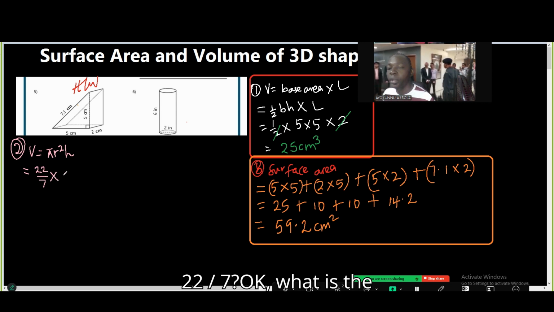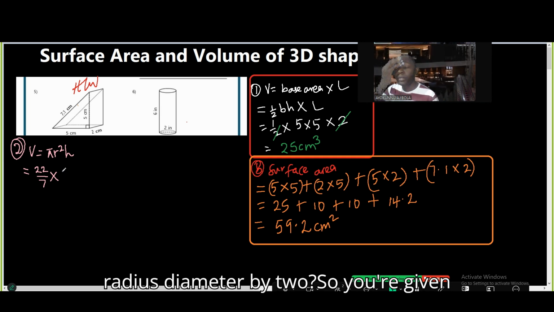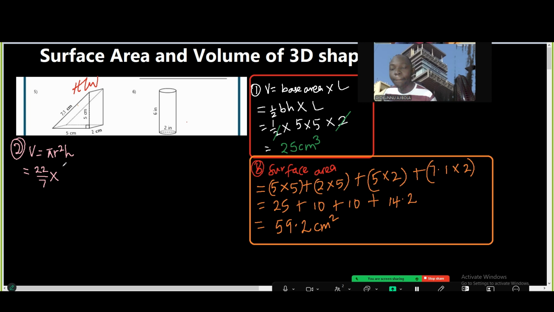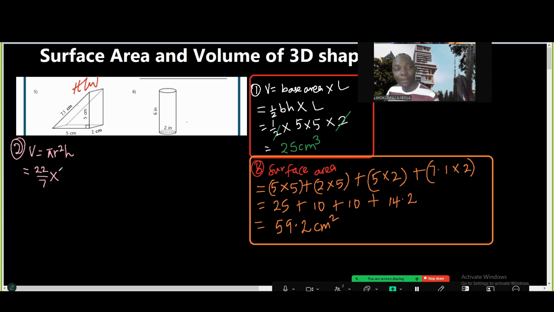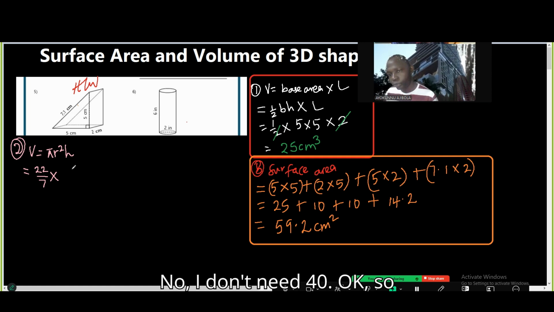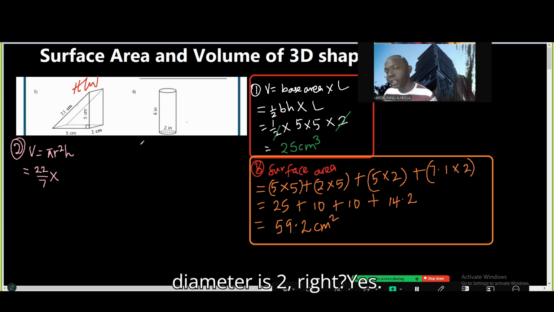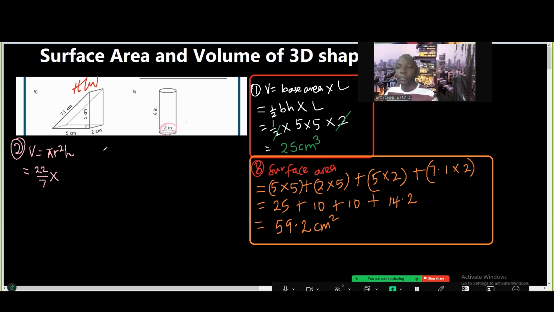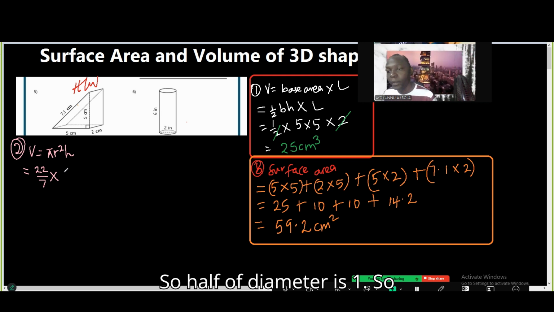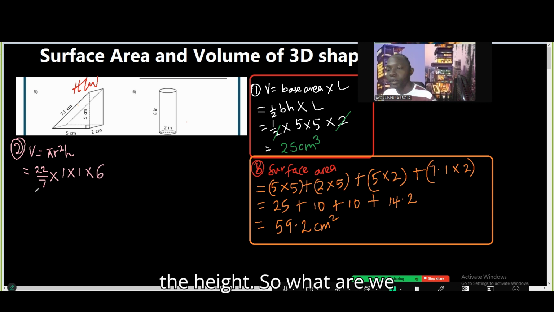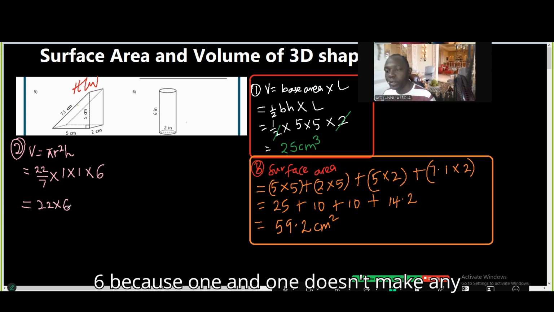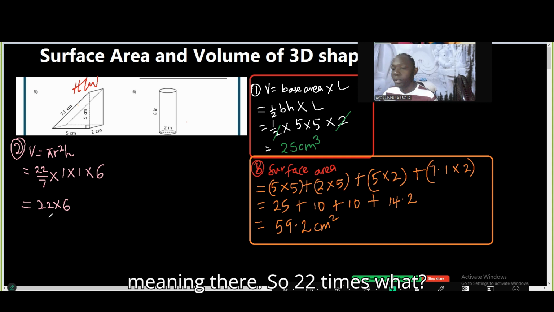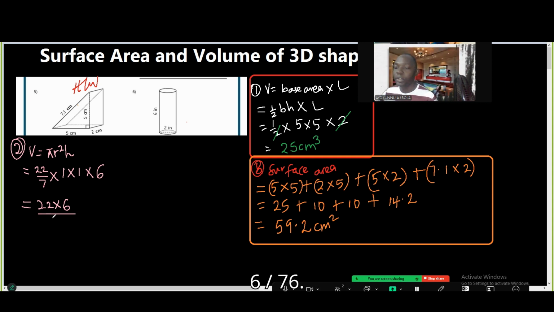So, what is pi? 22/7. Okay. What is the radius? Diameter over 2. So you're given the diameter to be 2, right? Yeah. Hope you did not use 14. No, I didn't use 14. I used diameter is 2. So half of diameter is 1. So pi times 1, then times the height. So what are we supposed to do here? That's 22 times 6, because 1 and 1 doesn't make any meaning there. So 22 times 6 divided by 7.